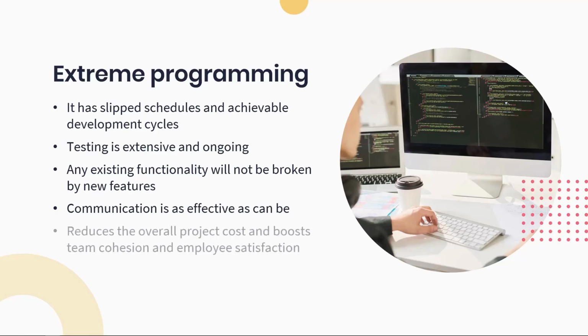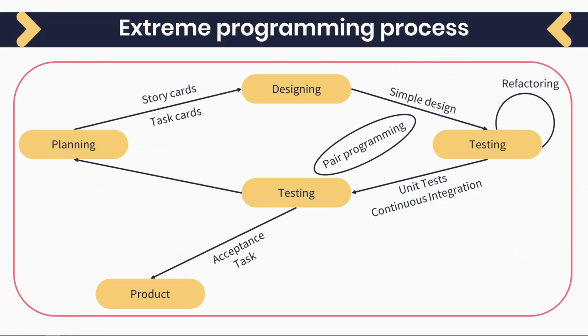This also reduces the overall project cost and boosts team cohesion and employee satisfaction. Extreme programming follows a pretty simple process. Unit tests are written before programming, and all these tests are kept running at all times. This is how defects are kept at a minimum. From there, starting with a simple design, the team has just enough information to write code for the features at hand.